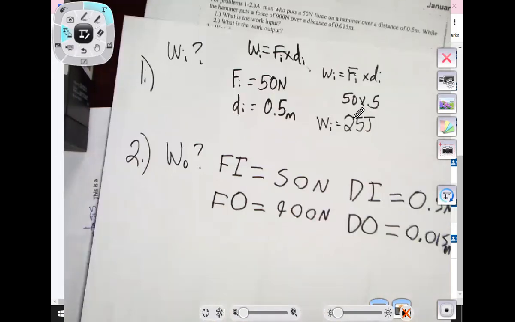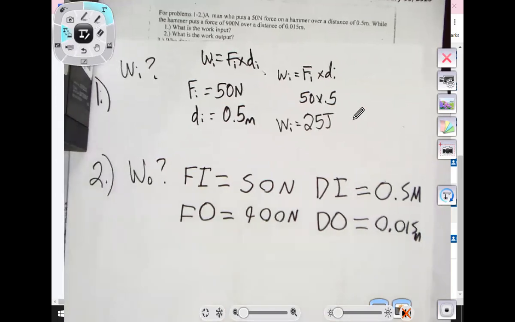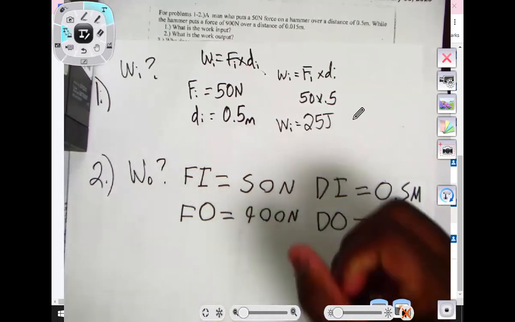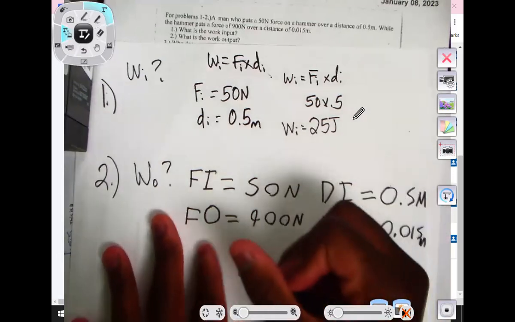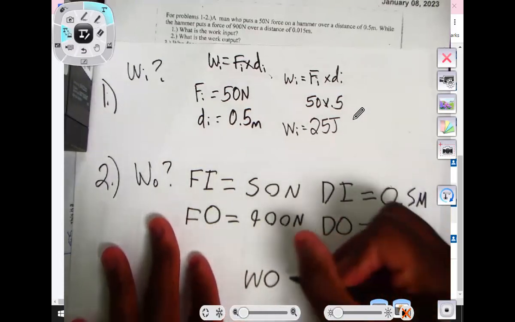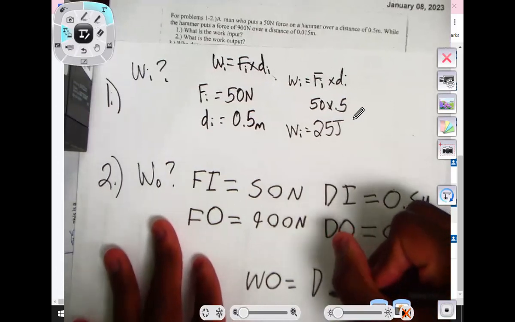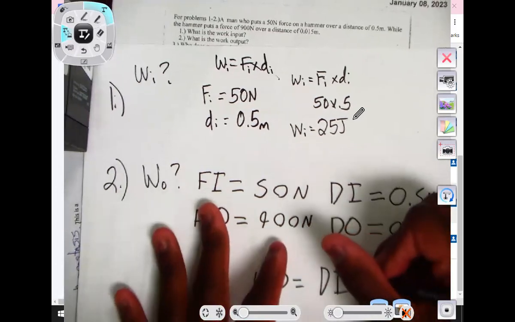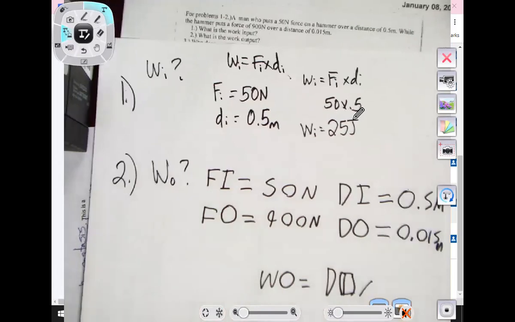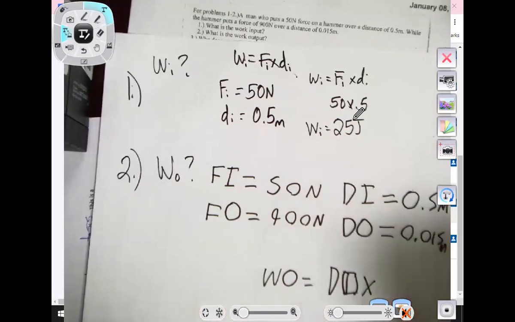All right, and go scoot over a little bit to the left. There you go. All right, what's the formula for work output? Work equals force times distance. Yeah, and work output is equal to force output times distance output. So WO equals distance output times force output.